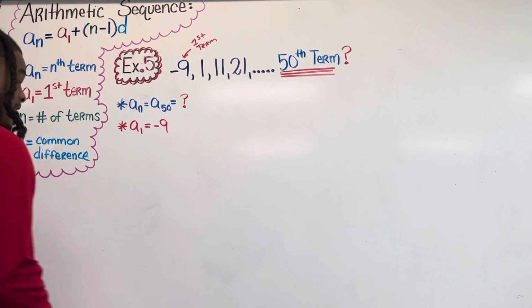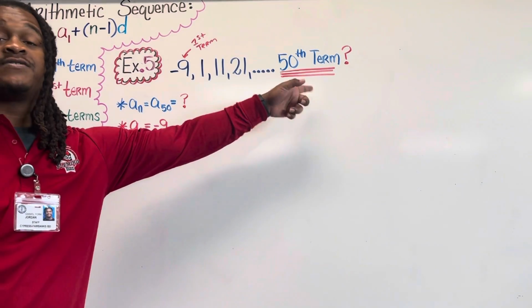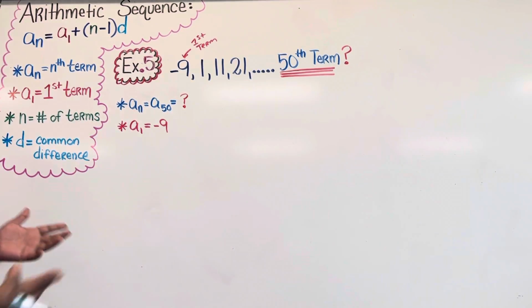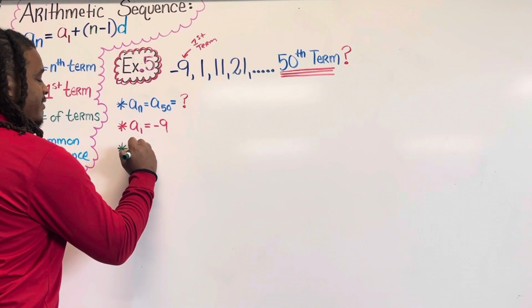All right, the next thing, guys, is n, which is the number of terms. If we're trying to find the 50th term, then there are 50 total terms. So n would be 50.